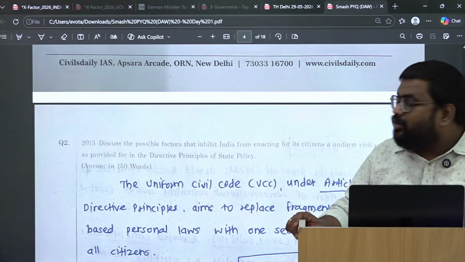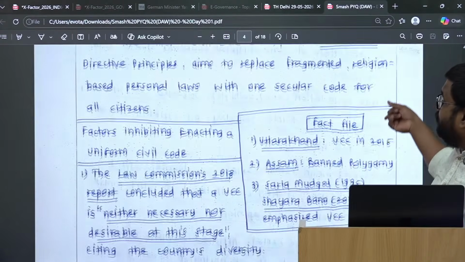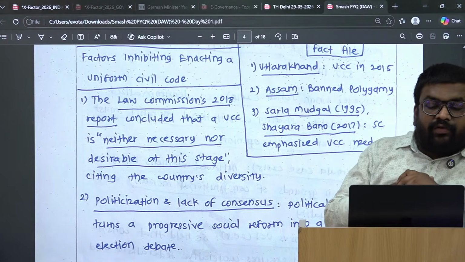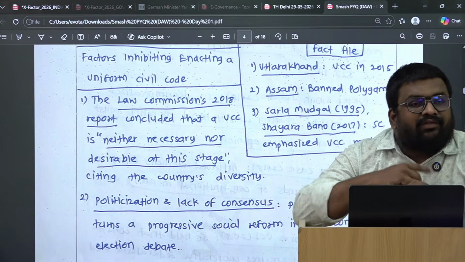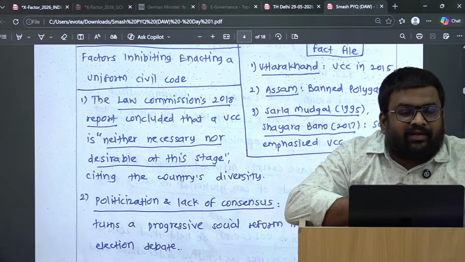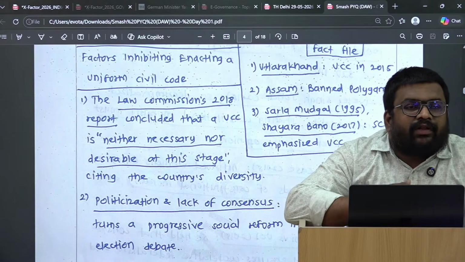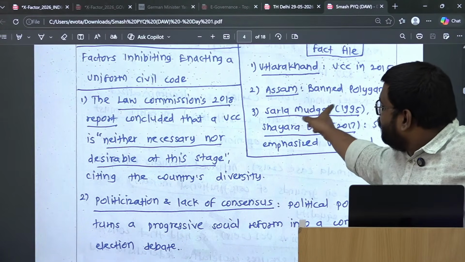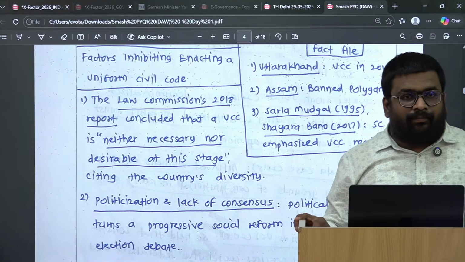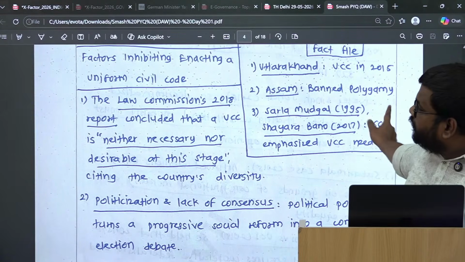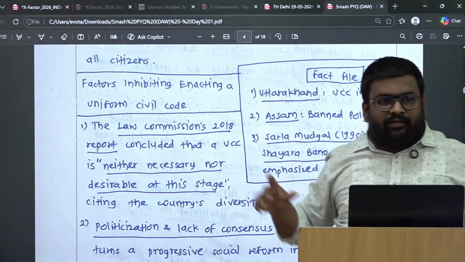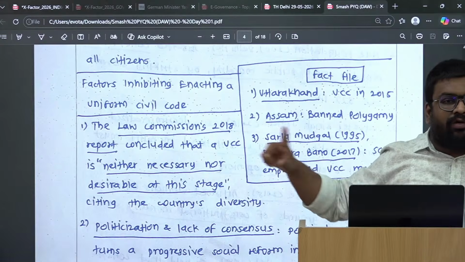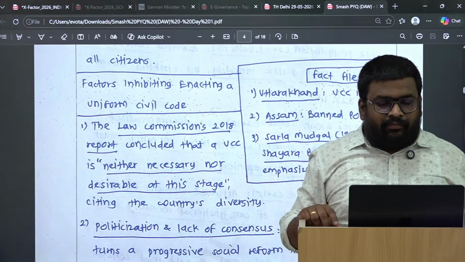But what will make your answer different is, apart from that classification, this fact file, where you mention that Uttarakhand implemented uniform civil code in 2025. Assam banned polygamy, and recently, yesterday itself, I think, Assam implemented the uniform civil code. So these 2 recent news items, you are just putting into the box. And third, the Supreme Court judgment, Sarla Mudgal. When you write in a box like this, the evaluator has to read this part, he can't miss it. Now if you write the same facts somewhere else in the main body of the answer, the evaluator might miss it. This is your X factor.